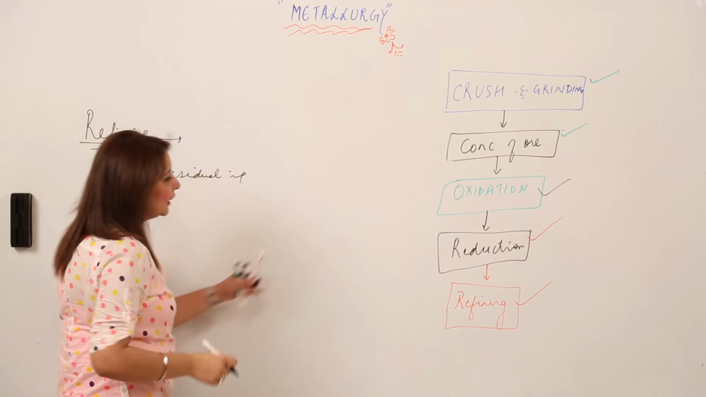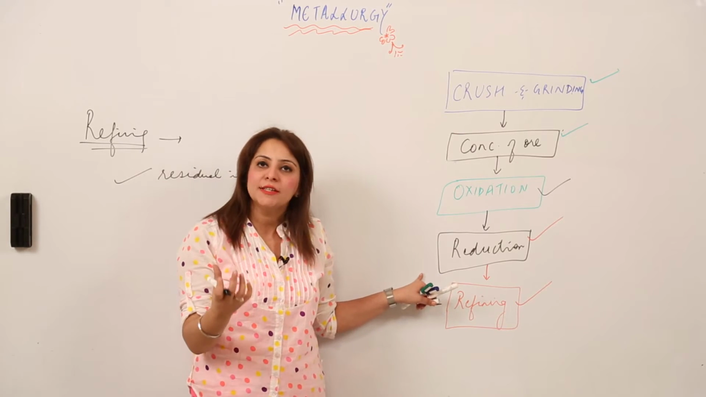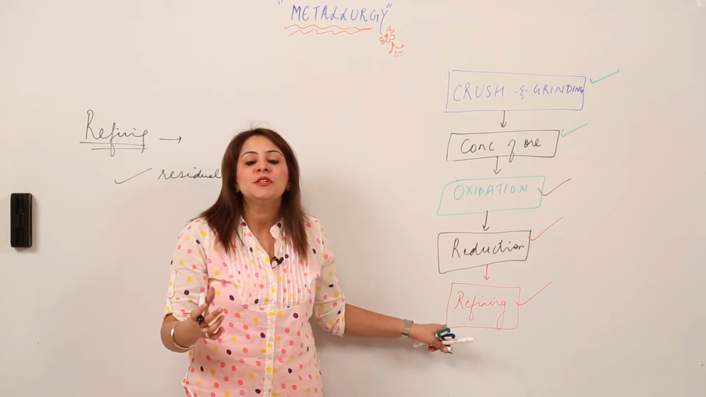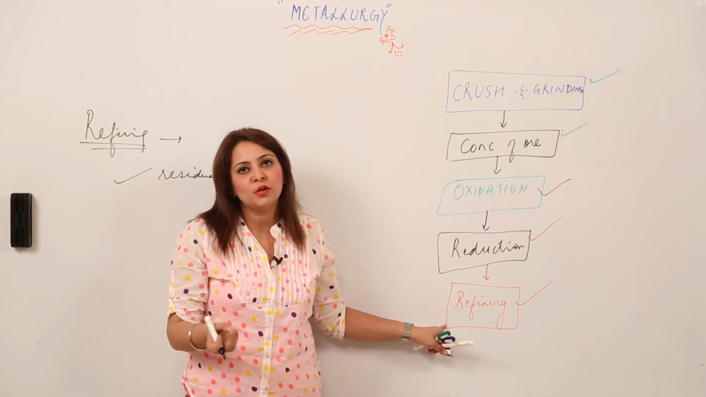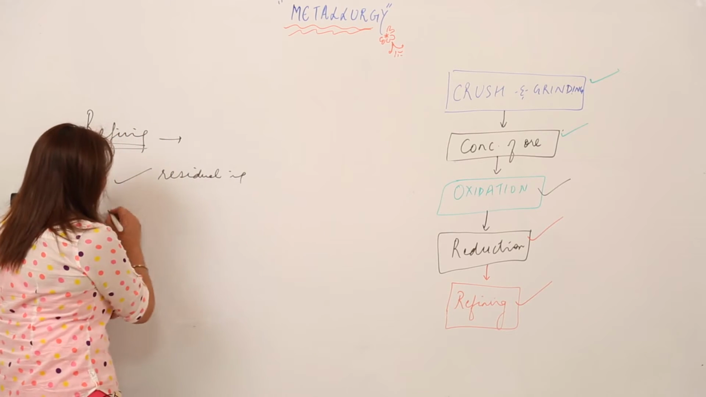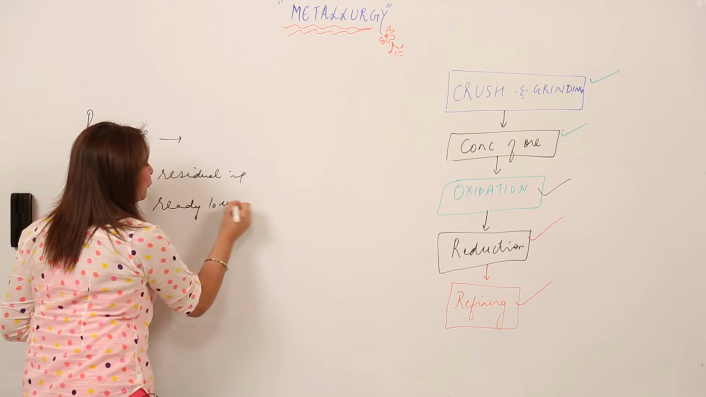Suppose after reduction we get a metal, but still that metal is not pure, it contains certain kinds of residual impurities. So we can refine it. That means we can remove the traces of impurities if they are present along with the metal. Or, in refining, we can convert it into a ready to use form.